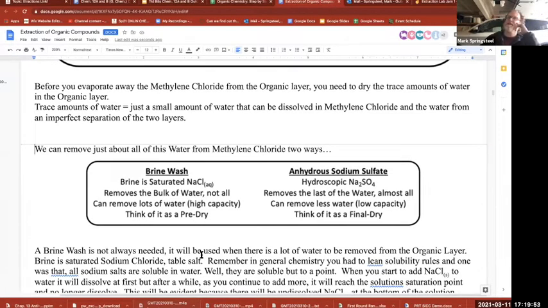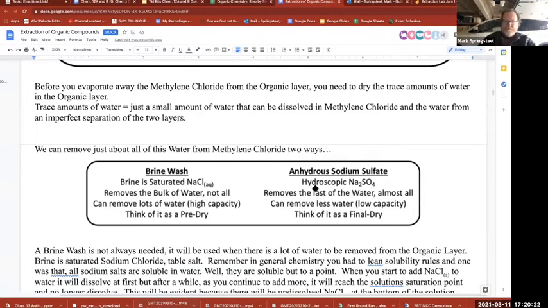I like this analogy: if you take a shower and you're going to blow dry your hair, but first you use your towel to dry off most of the water. That's the brine wash. You use a towel to dry off most of your water, and then afterwards, if you want it really dry, you use a blow dryer maybe. And that blow dryer, the final dry, would be this anhydrous sodium sulfate method. So sodium sulfate is a hygroscopic salt. Does anybody know what hygroscopic means?